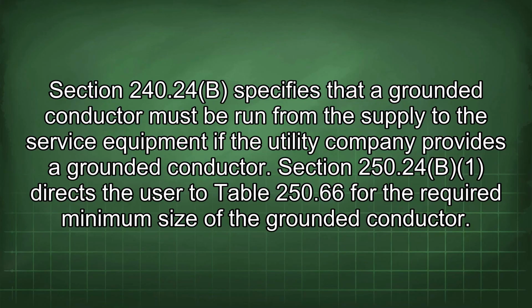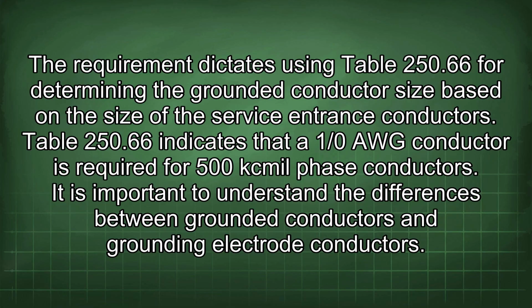Section 250.24(B) specifies that a grounded conductor must be run from the supply to the service equipment if the utility company provides a grounded conductor. Section 250.24(B) directs the user to Table 250.66 for the required minimum size of the grounded conductor. The requirement dictates using Table 250.66 for determining the grounded conductor size based on the size of the service entrance conductors.